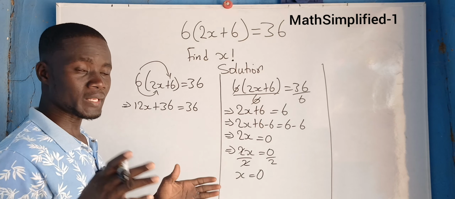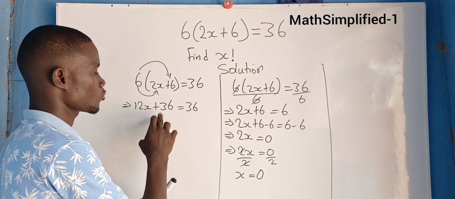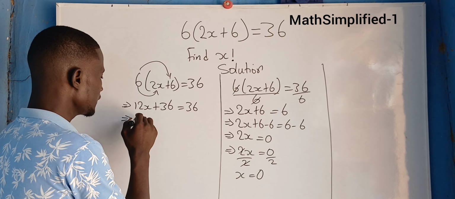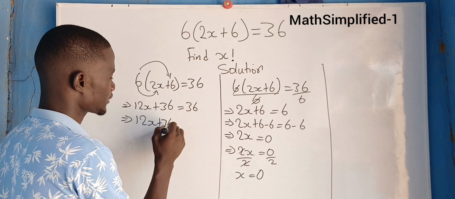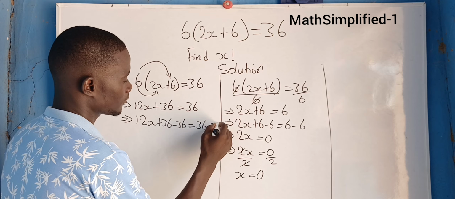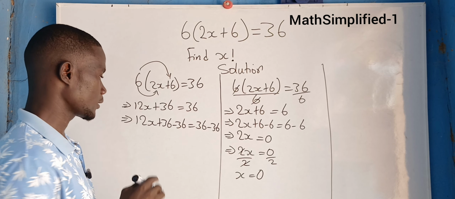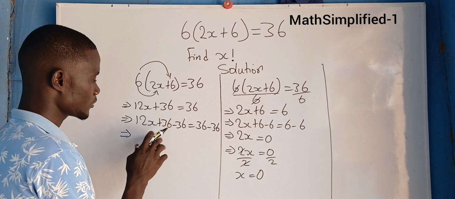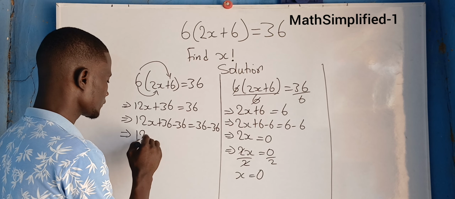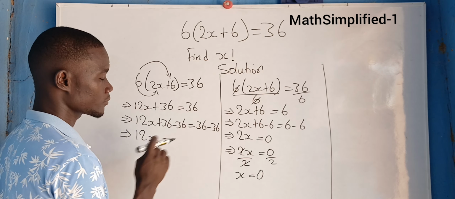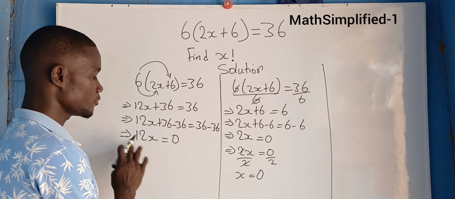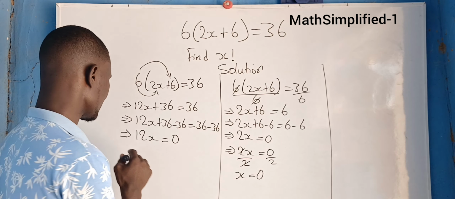Now let's group like terms. This is plus 36, so subtract 36 from both sides of the equation. In doing that, we have 12x plus 36 minus 36 equal to 36 minus 36. 36 minus 36 gives us 0. So I have 12x equal to 0. We divide through by 12 to make x the subject.